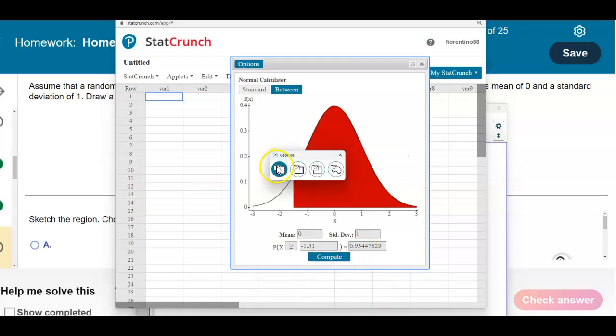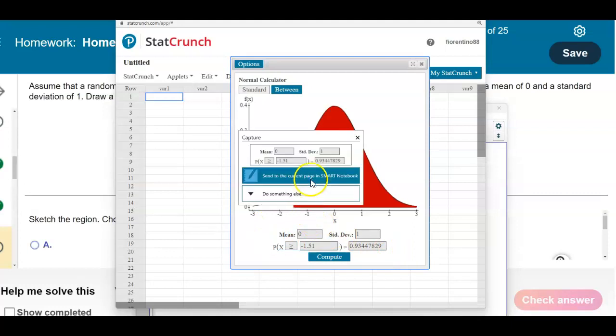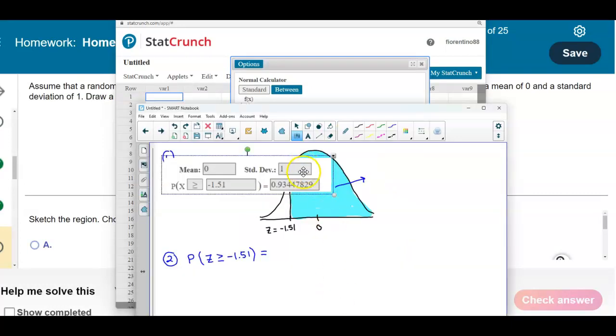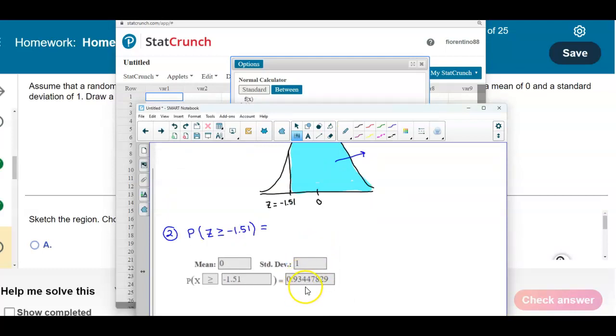Now it's given us what we're looking for, so let's go ahead and copy that. Now we want to find that probability, or that area, rounded to 4 decimal places. If we round it to 4 decimal places, we get 0.9345. That's what that area represents, the probability.